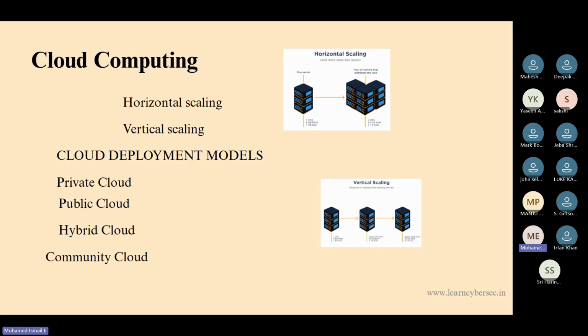So in horizontal scaling, you are adding multiple web servers. Let's say earlier you had only one server, and you bought two more servers to handle up to 10,000 orders per day.